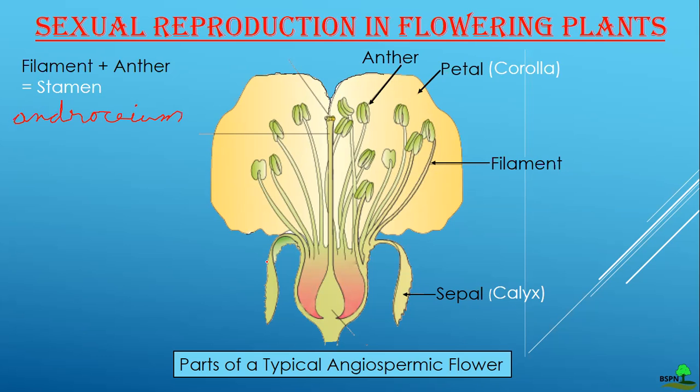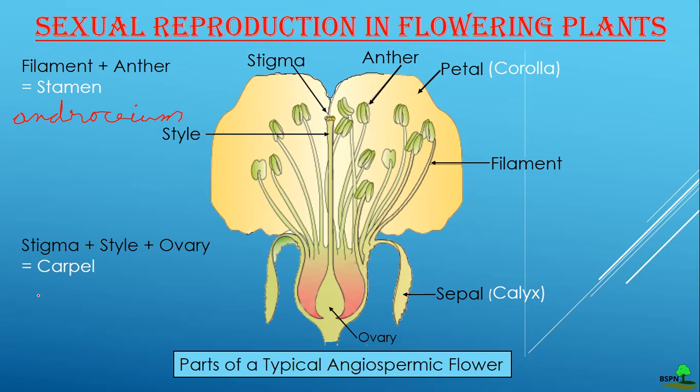Next is the female reproductive part consisting of the stigma, the style, and the ovary. These three together are called the carpels or singular carpel. A flower may have one or more carpels. Collectively, they are called the gynoecium.